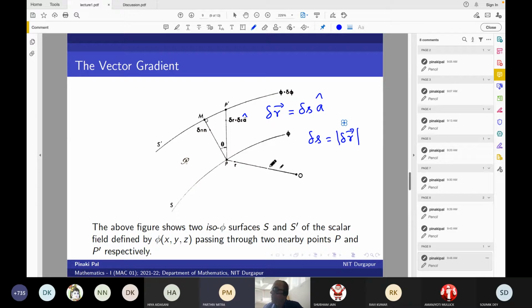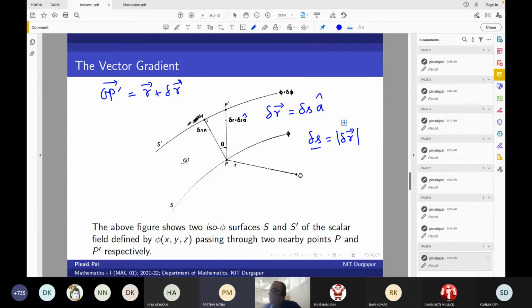Okay, so P is a point whose position vector is R, and P dash is a point whose position vector is R plus delta R basically. Therefore PP dash becomes delta R vector whose magnitude is taken to be delta S, and the unit vector along PP dash is taken to be A cap. Okay, so up to this it is fine.